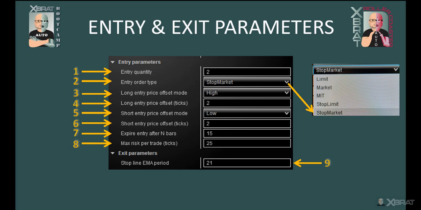The max risk per trade is in ticks. So it's the difference between the stop that's printed, and you'll see that on the chart better, and the entry. So if it's more than 25 ticks in this particular example, it will not take an order.